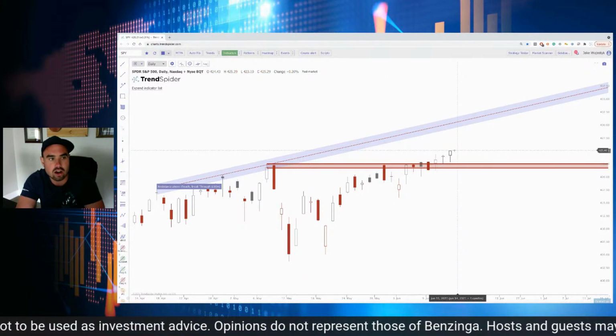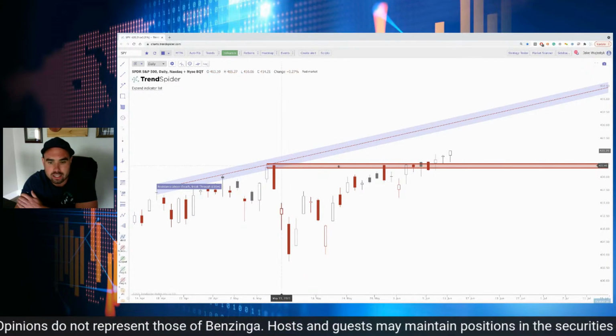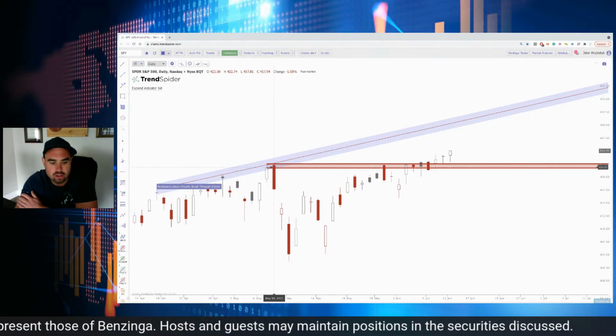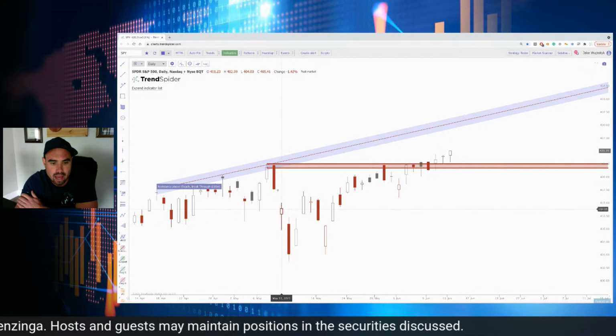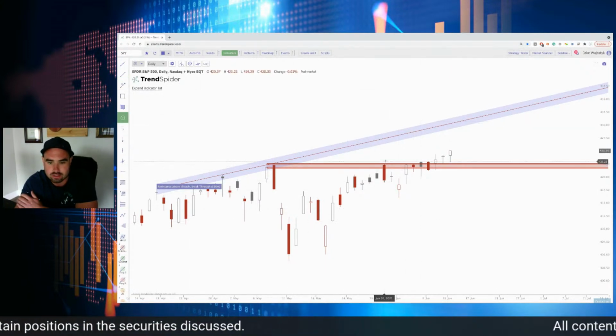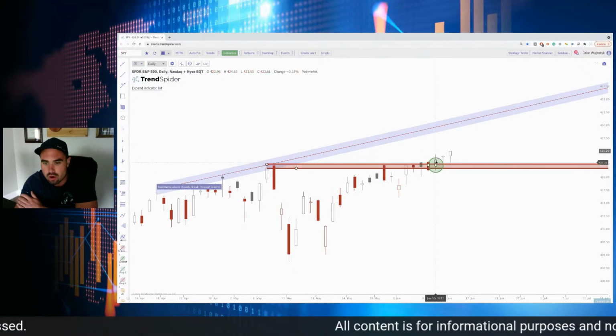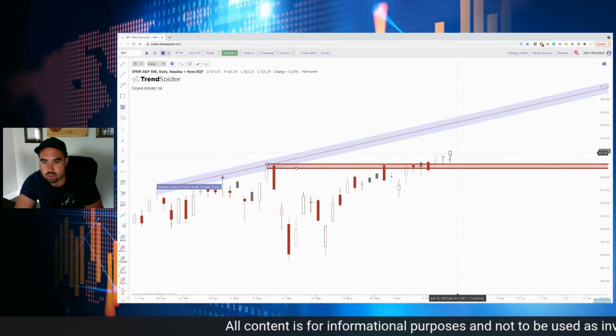New all-time highs on SPY and the Qs. The main thing that I want to point out here is the fact that we did break out of this previous all-time high resistance back in May before we pulled back into mid-May. And so you can see this acted as an area of resistance multiple times over the last few weeks. And then we finally broke through last week, and we're actually continuing up this week.